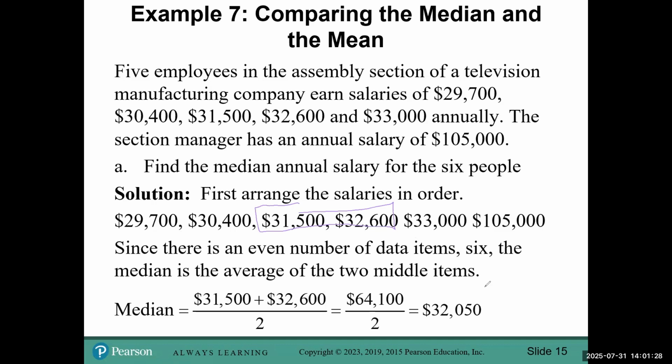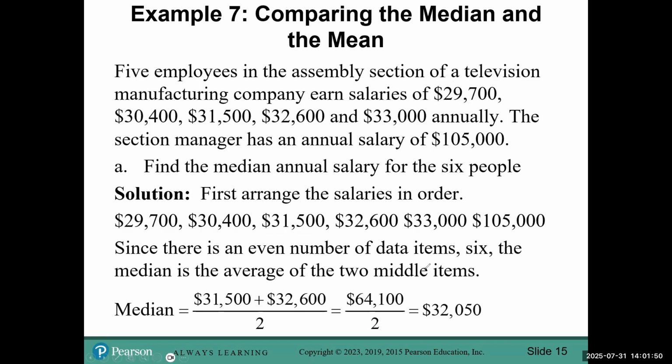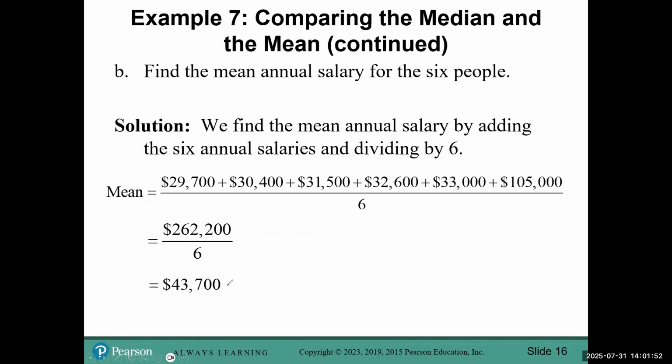That's the median. If I want to calculate the mean, I have to add up those 6 salaries and divide by 6. So I'm going to add all 6 of them. When I divide by 6, I get 43,700. And remember that the median was 32,050. The mean is 43,700. So what happened? Why are they so different? Here's the median, and here's the mean.